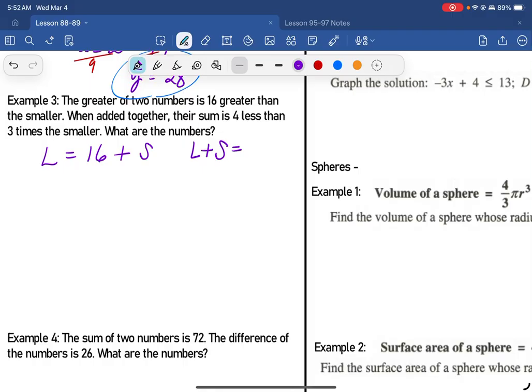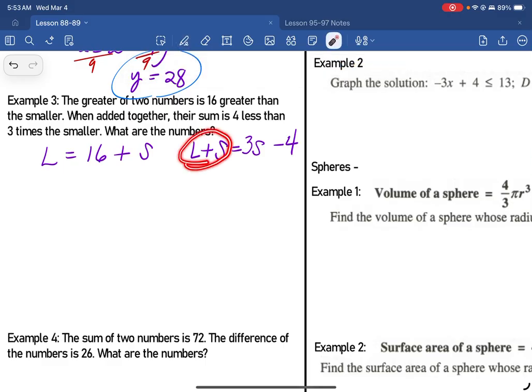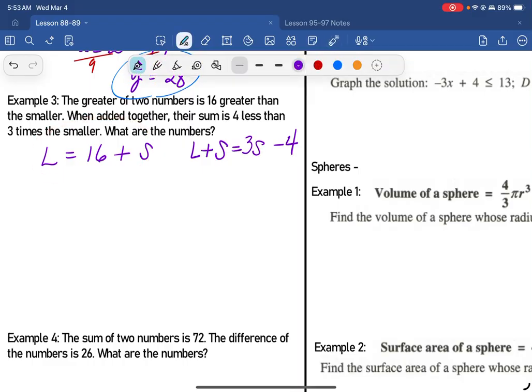So I don't know if you remember me teaching you this, but when you say 4 less than, you got to put it back here, because we're subtracting it from 3 times the smaller. Okay? So when added together, their sum is 4 less than 3 times the smaller. All right, well, we already have this set up to substitute.